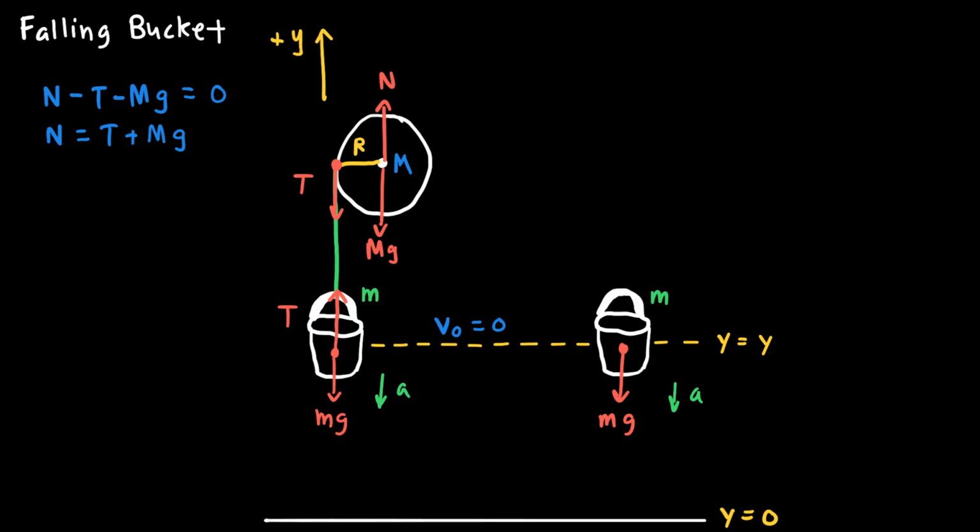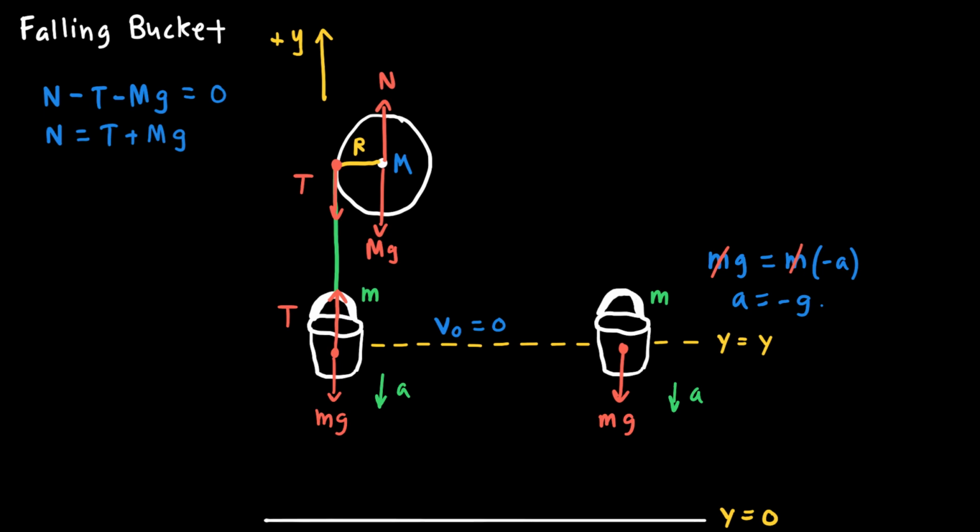So for the bucket on the right, the only force that acts on it is the gravitational force, mg, and the acceleration is downward. So on the right-hand side, the equation is mass times that negative acceleration. And so of course we see the masses cancel, and the acceleration is equal to minus g, right? Exactly what we expect, negative 9.8 meters per second squared.